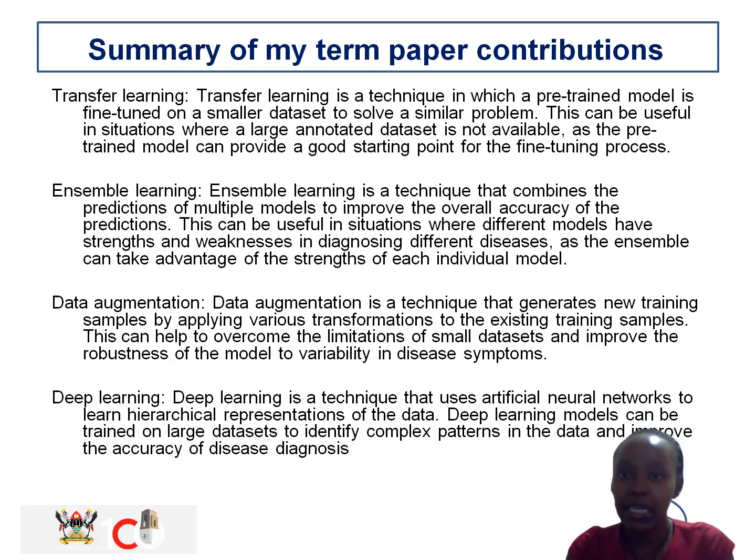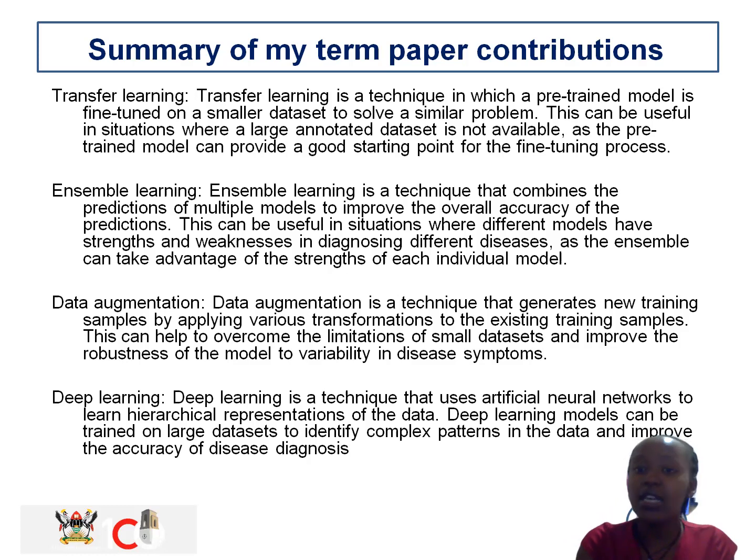Transfer learning is a technique in which a pre-trained model is fine-tuned on a smaller data set to solve similar problems of limited data sets. If your data set is small, when you do transfer learning, you can fine-tune to fit that data set. Then ensemble learning.